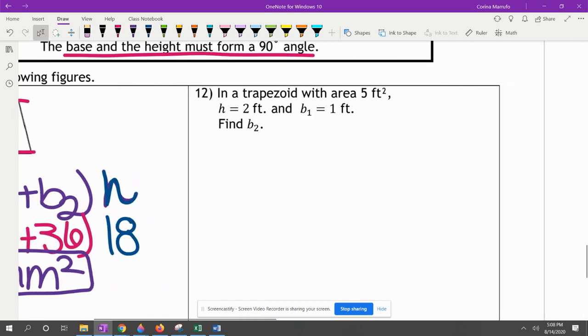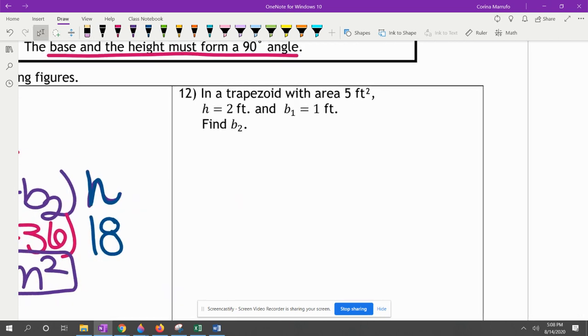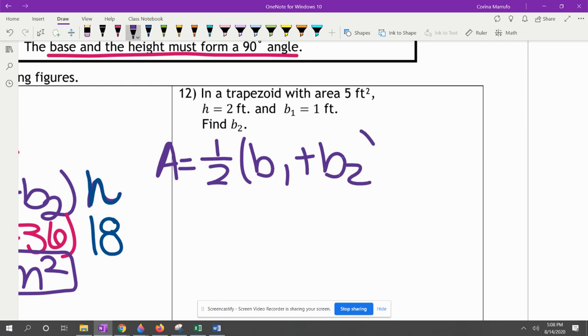The next one says, in a trapezoid with the area of 5 feet squared, a height of 2, and base 1 of 1 foot, find B2. So now we're working a little bit backwards. I'm going to have to write the formula first. We add our bases together and multiply times the height. So if you see here, they tell us the area is 5. So instead of A, I'm going to write a 5.